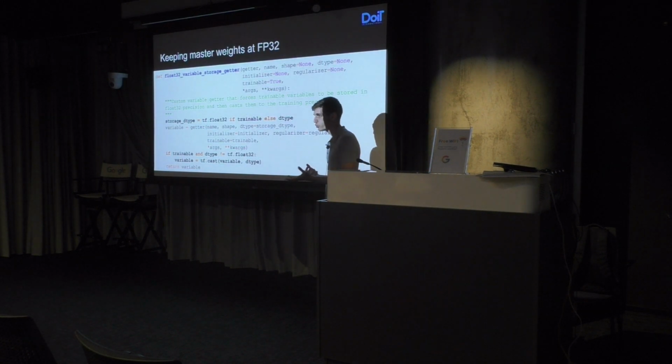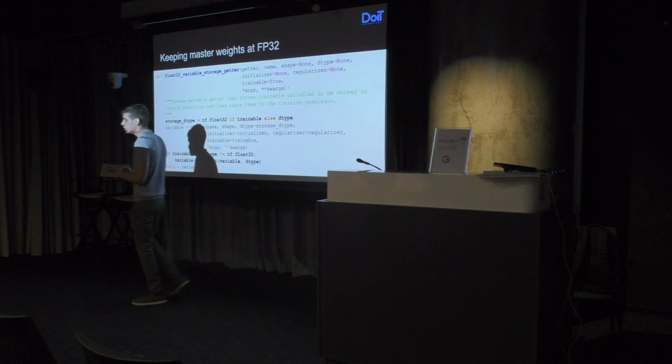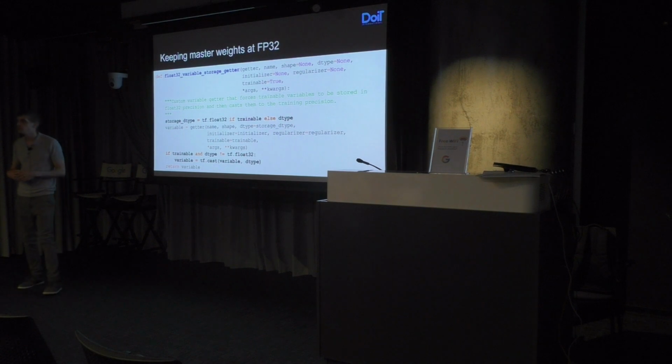This one is a little bit more tricky. In the backend, TensorFlow has a function that is called getVariable. It is called mostly when you're calculating gradients.